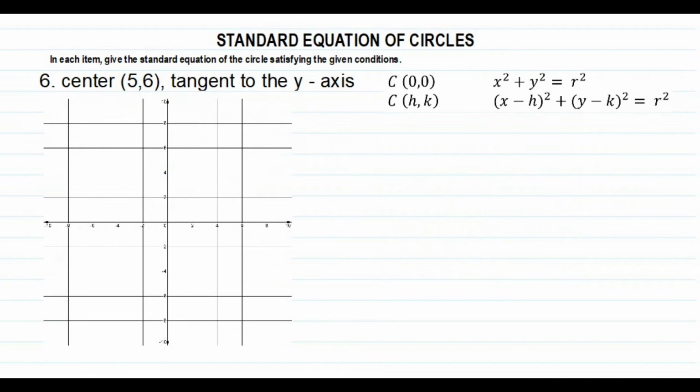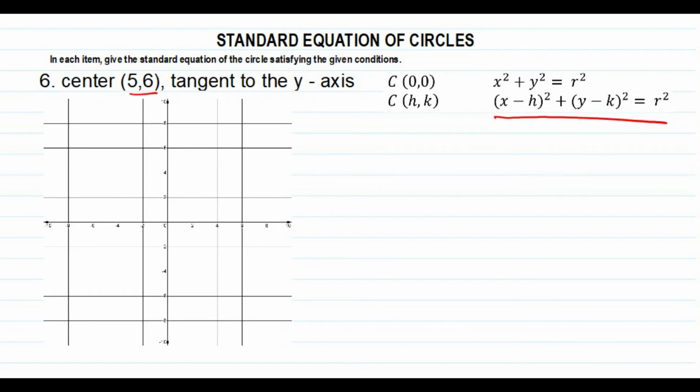Now, let's have example number 6. Let's have the center at 5, 6 tangent to the y-axis. Okay, do you know what is tangent? Tangent line is the line that touches one point of the circle. Nung grade 10 nyo yun. Ano? So, since hindi naman talaga siya at 0, 0, ito yung gagamitin natin. Then, our condition, it is tangent to the y-axis.